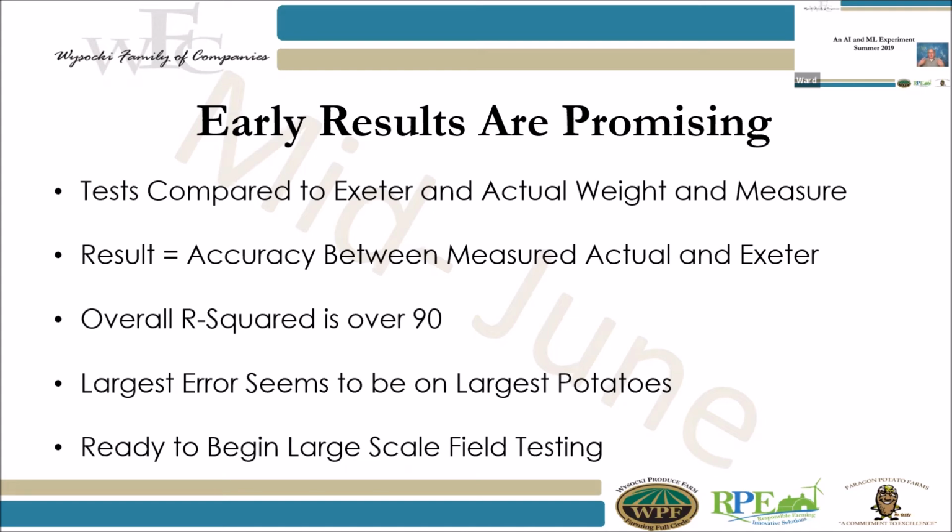Hey, we ran the product against the Exeter, and we took actual weight, and we took the photos, and the result, our accuracy wasn't quite as good as actually measured, but it was better than any process we had in-house, which was fantastic. Our overall R-squared, or our deviation from what the actual was, the number was over 90, meaning it was very correlative. The largest error only seemed to be on the largest potatoes, and we weren't targeting those anyway.